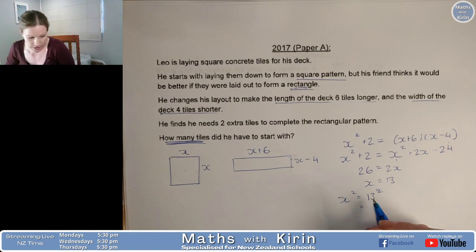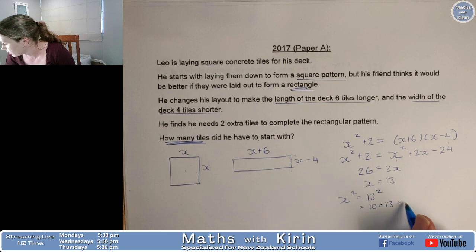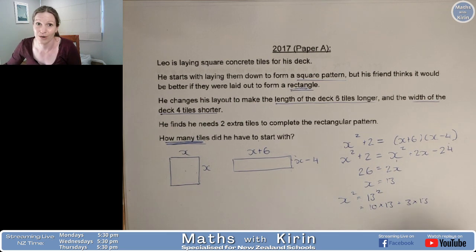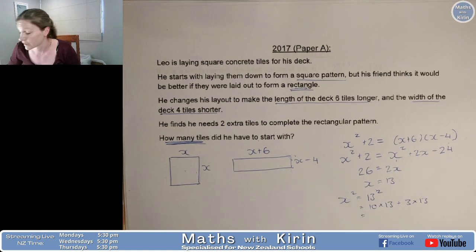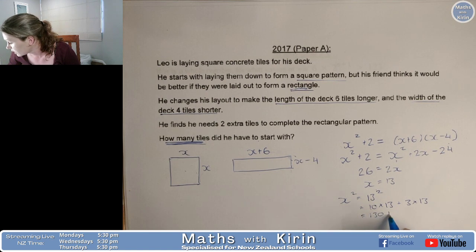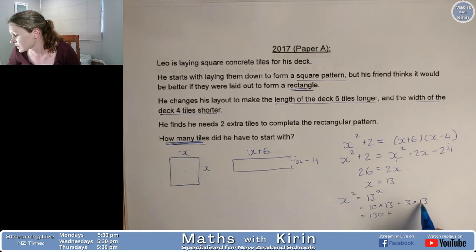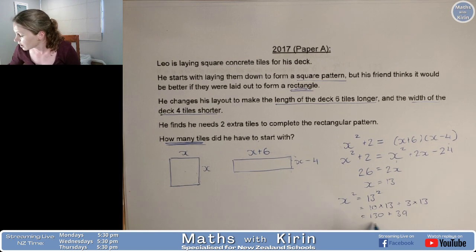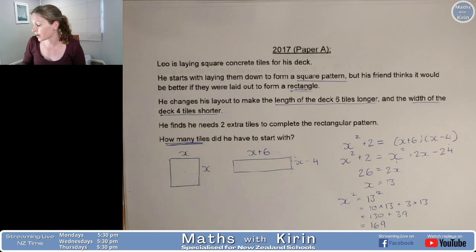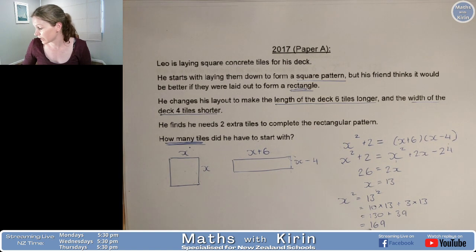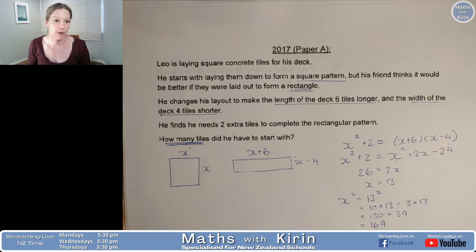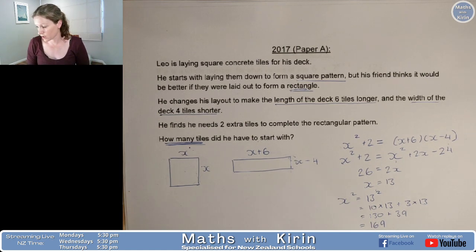So to do that, I would go 10 times 13 plus 3 times 13. Remember, you're not allowed a calculator, and I don't happen to know 13 times 13 off the top of my head, but doing it this way makes it a little bit easier. So 10 times 13 is 130, and then 3 times 13, or 3 times 10 is 30, and then 3 times 3 is 9, so 39, and when we add those together, we get 169. Okay, so to answer the question, originally he had 169 tiles, which means with the rectangular pattern he would need 171, 2 extra. That's 169.